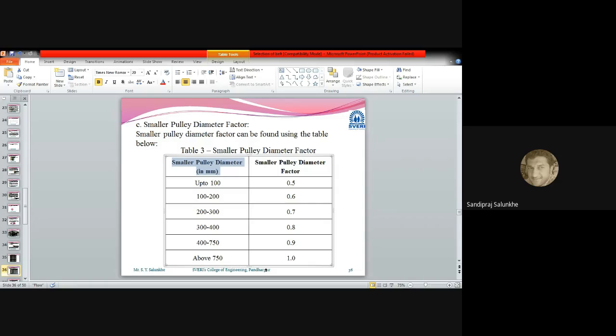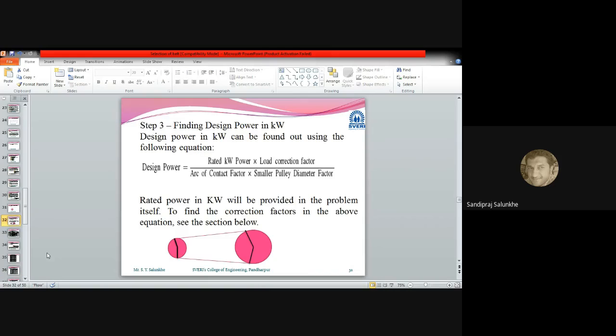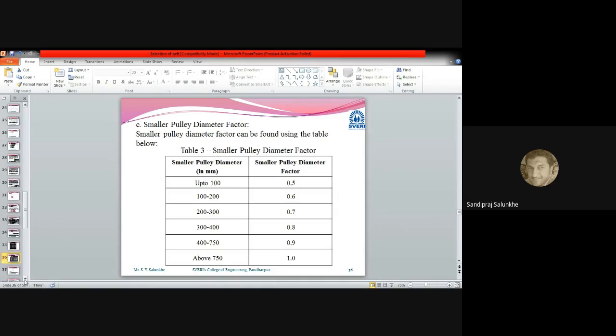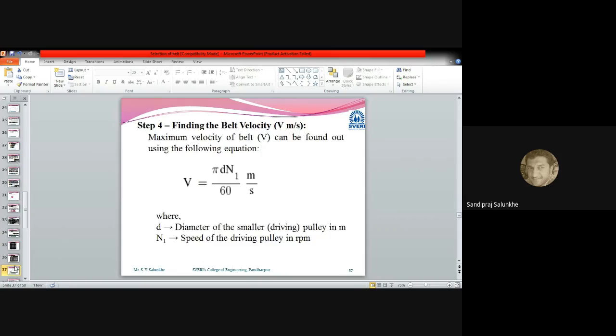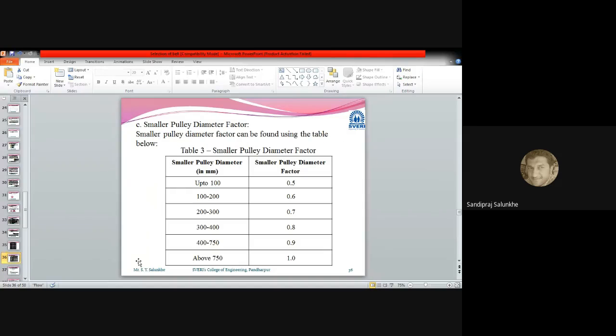So this table will be provided to you at the time of problem solving. And by means of that, we can complete this step number 3, that is, you can calculate the design power. Now, before moving to the next step, step number 4, let me know if you have any query or question or any part which you have not understood.